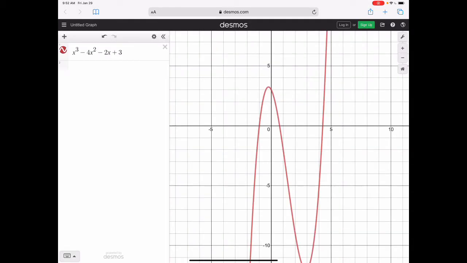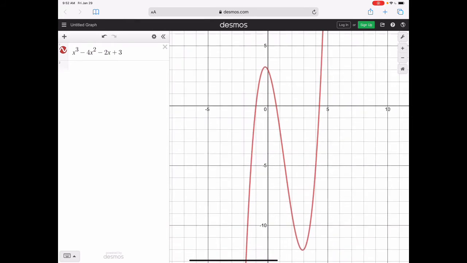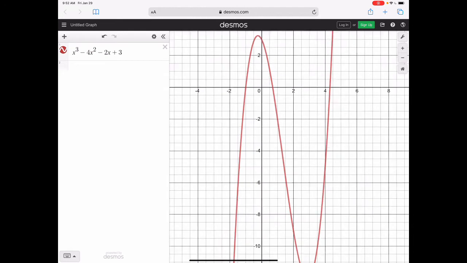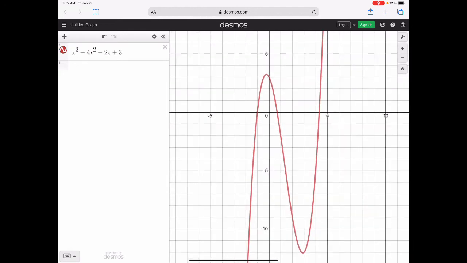Okay, so I've already typed in that equation, and you can see the graph goes upward and then back downward and then back up again. Now, sometimes you will have to move your graph around so you can see both of the turning points, or you might have to zoom in or zoom out on your computer to see everything. But again, Desmos is very good about helping you answer some of the questions on it.